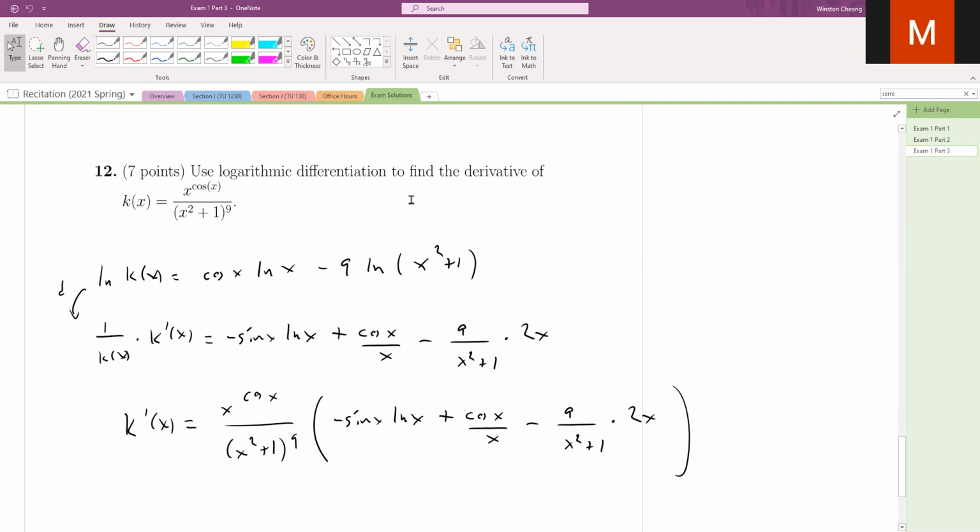Is that a second part? That's supposed to be cosine. Yeah, this is cosine. Okay, that's cosine. This is cosine. Cosine. Okay.